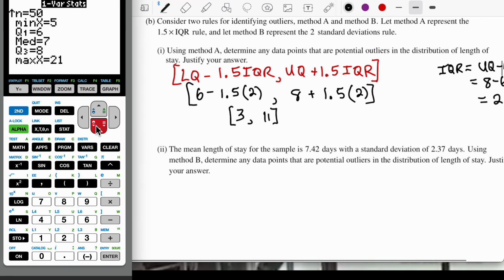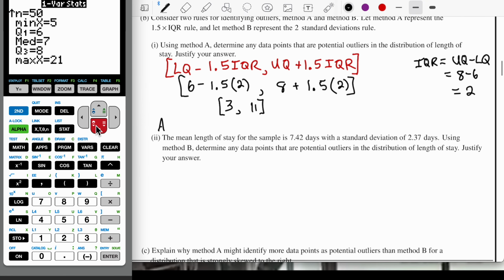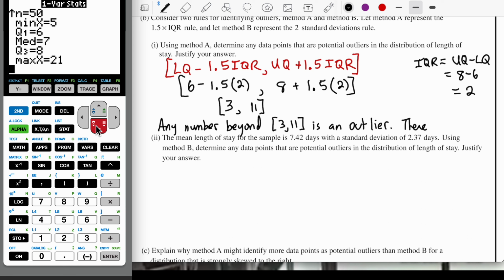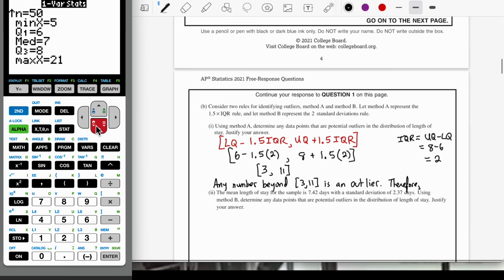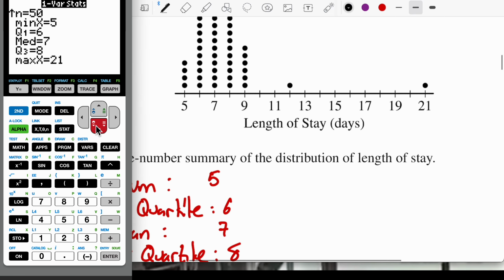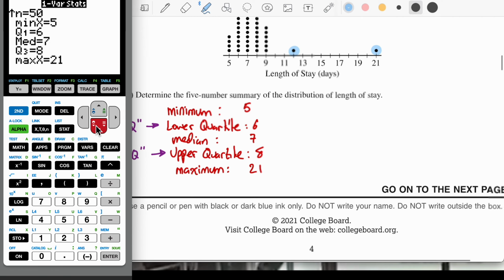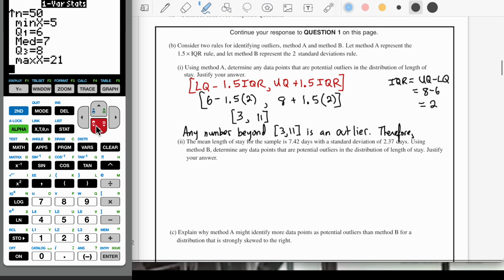Any number beyond this interval would be considered an outlier. Any number beyond 3 to 11 is an outlier. Therefore, there's two numbers that are beyond the 11 on the high side. We don't care about the low side, because there's nothing less than 5. So my outliers would be 12 and 21. Therefore, 12 and 21 are outliers.